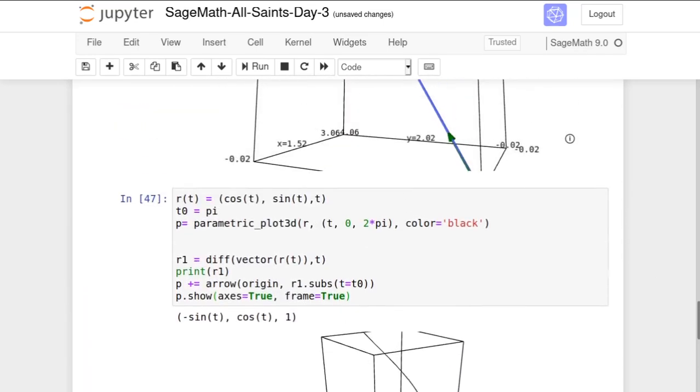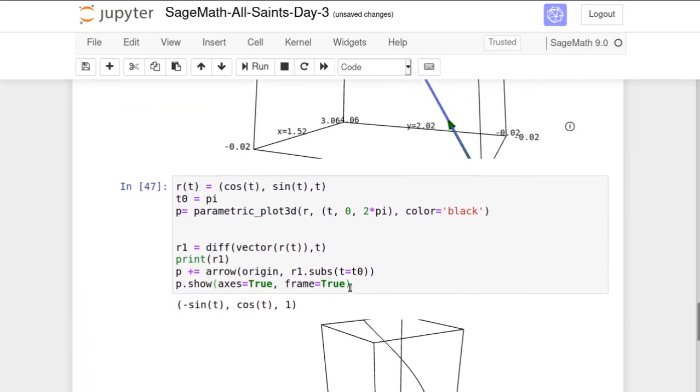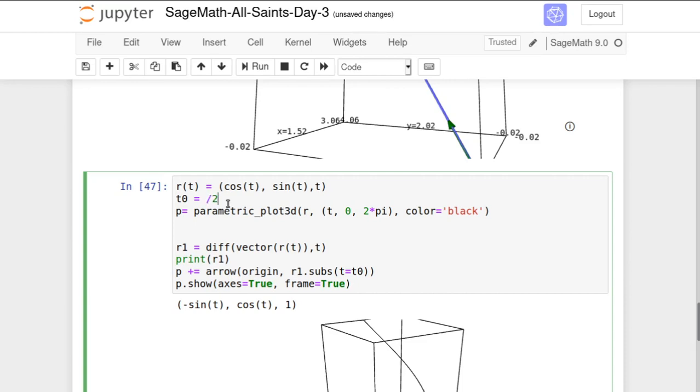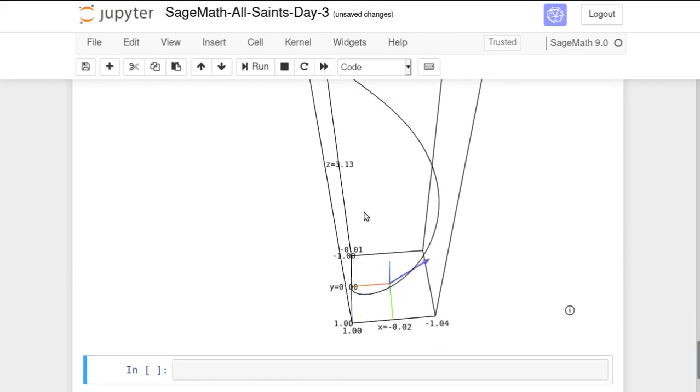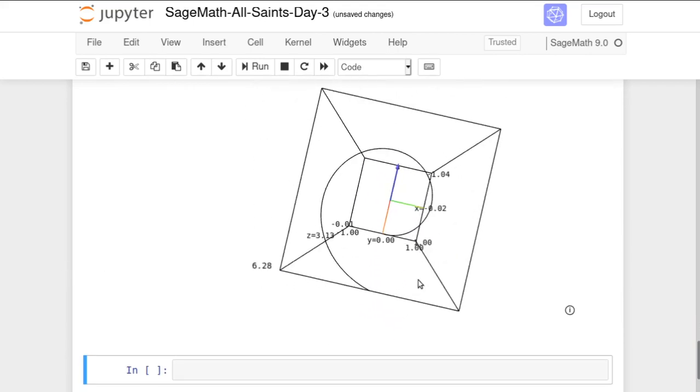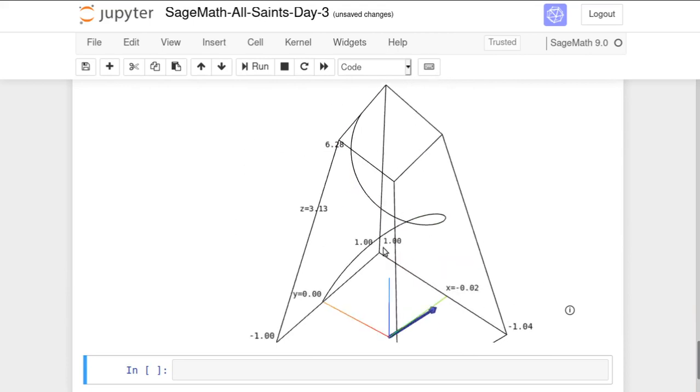Okay, what is the command that we have given? Origin to r1 substitute t equal to t naught, p dot show. Okay, what is the vector that we are getting here? Are we getting the same vector here? No, cos t, sin t, 1. So one means that should go to one height. So let me just try to see if I change this to pi by 2, what will be the output? But that vector is not appearing anywhere here. Why is it like that?